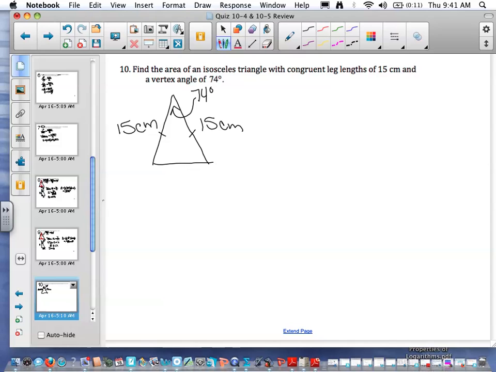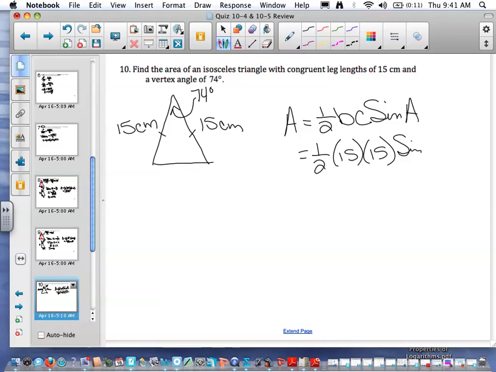angle. So the area is equal to 1/2 b times c times sine of a. So I can substitute those values in. 15 times 15 times sine of 74. And I would get that the area is equal to approximately 108.1 centimeters squared.